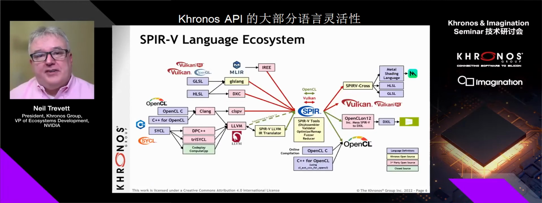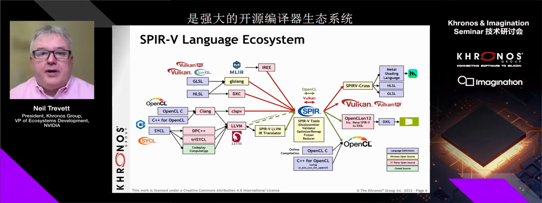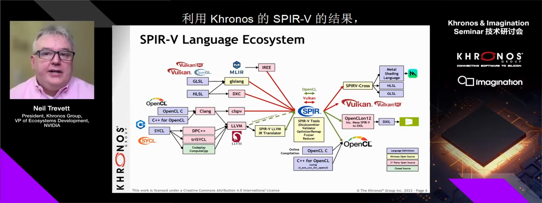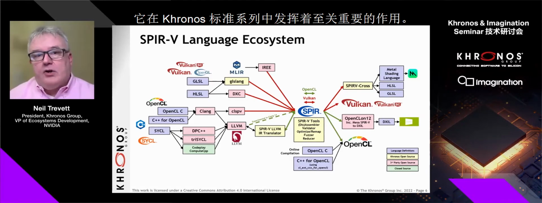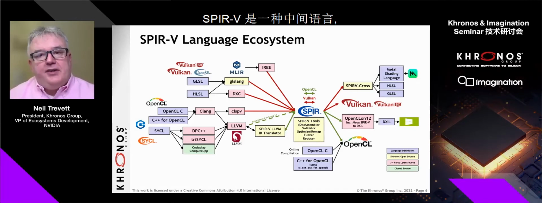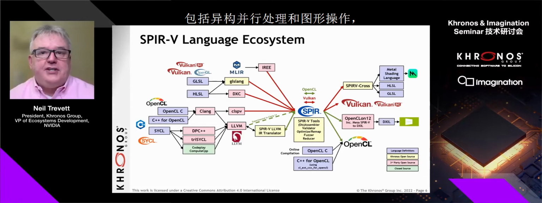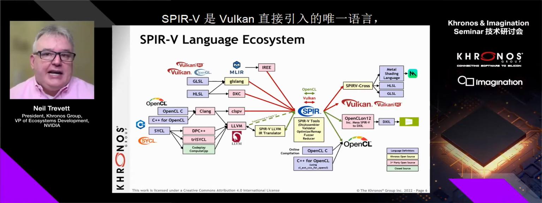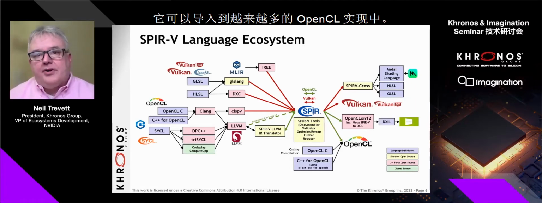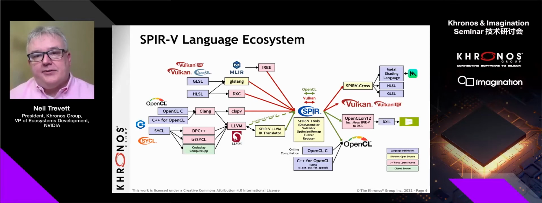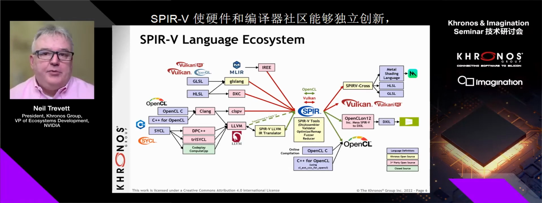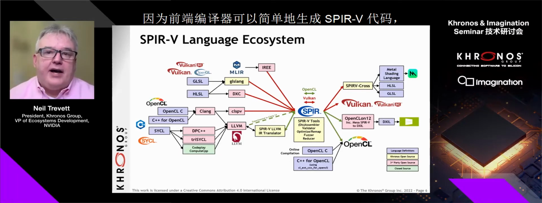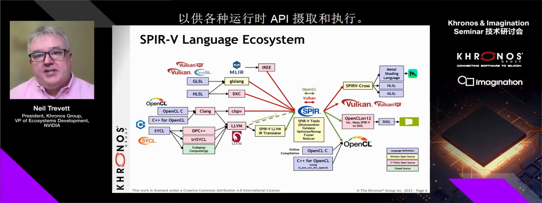Much of the language flexibility for Khronos APIs is a result of a robust open-source compiler ecosystem leveraging Khronos' SPIR-V, which plays a vital role in the Khronos standards family. SPIR-V is an intermediate language representation that includes heterogeneous parallel processing and graphics operations that can be broken down into instructions for GPUs and other processors. SPIR-V is the only language directly ingested by Vulkan, and it can be imported into a growing number of OpenCL implementations. SPIR-V enables the hardware and compiler communities to innovate independently as front-end compilers can simply generate SPIR-V code to be ingested and executed by a wide range of runtime APIs.